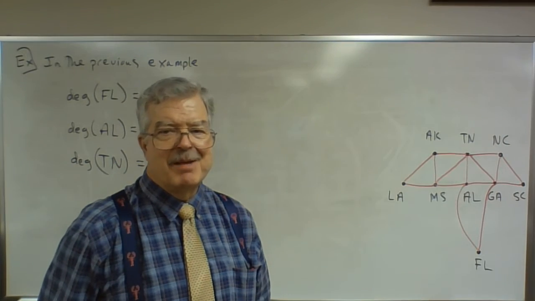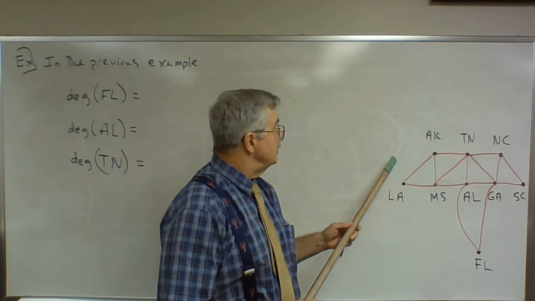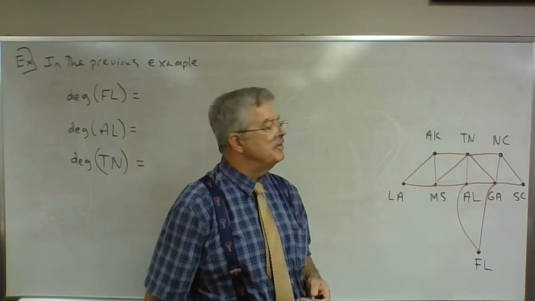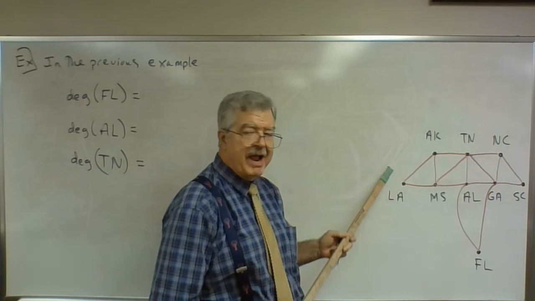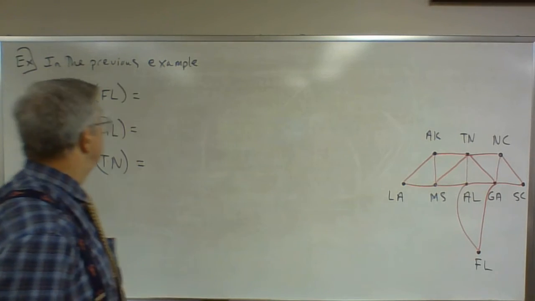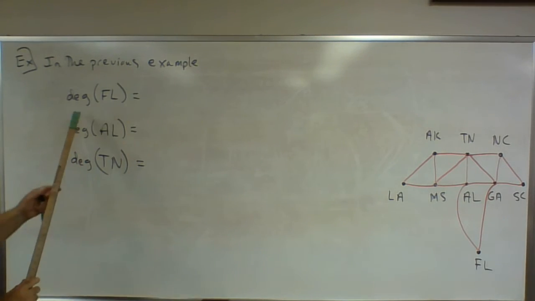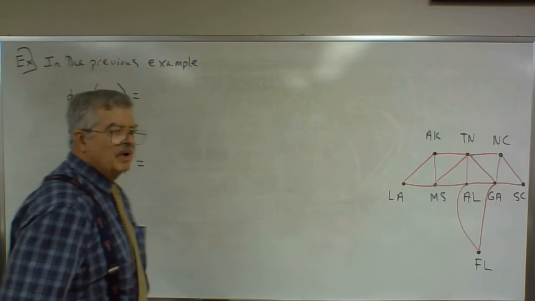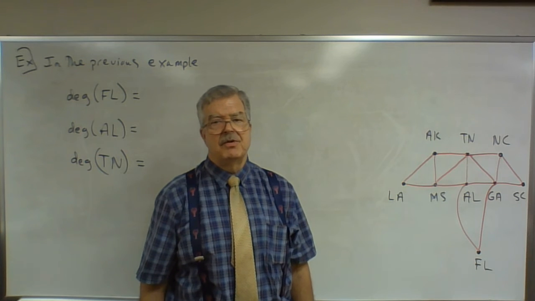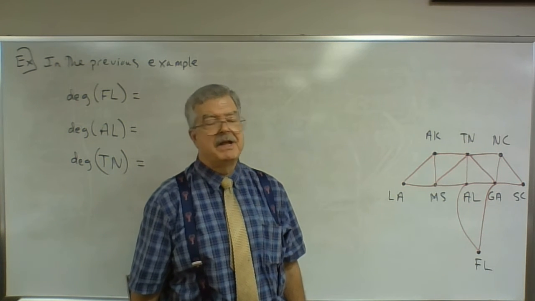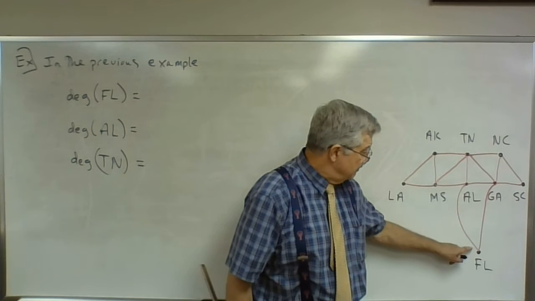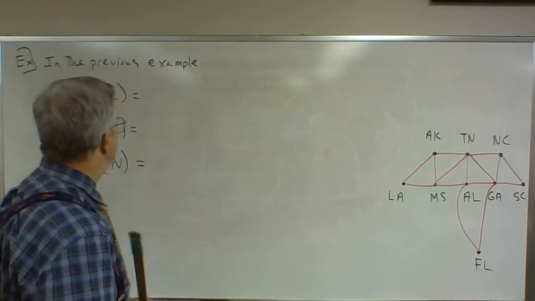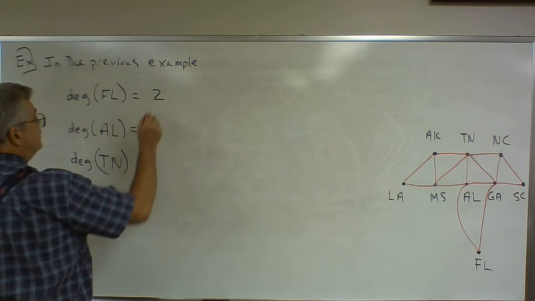Let's milk this example for all it's worth. We'll keep the graph that we drew. We've erased the map of the southeastern United States, but we've kept its graph. In the previous example, the degree of the vertex Florida, well, unless we have a loop, that's just going to be the number of edges coming in or going out, right? So we have this edge and that edge. Degree of Florida is 2.